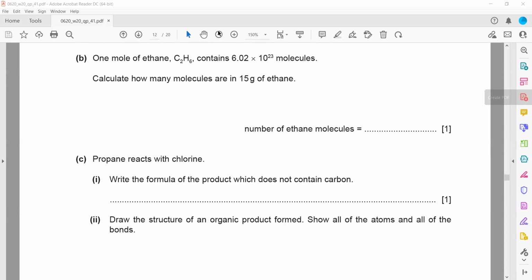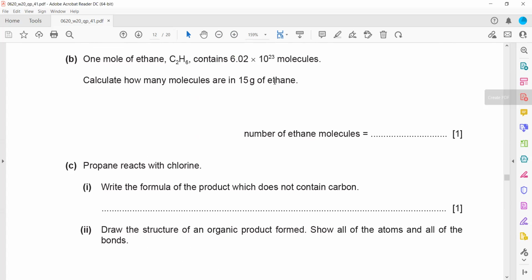In part B, it is related to the moles part, but we can solve it right now. In this question, they say 1 mole of ethane contains 6.02 exponent 23 molecules. How many molecules are there in 15 gram of ethane? So first, we will find the moles of ethane. How to find the moles of ethane?